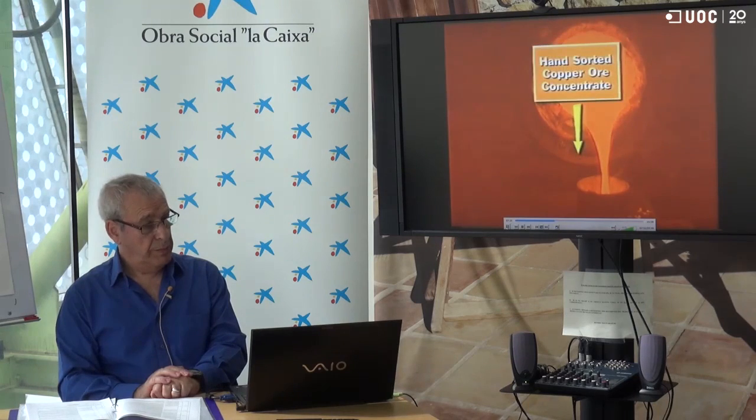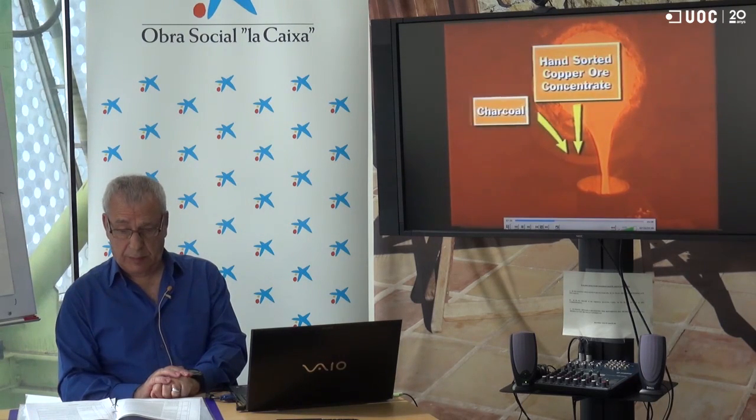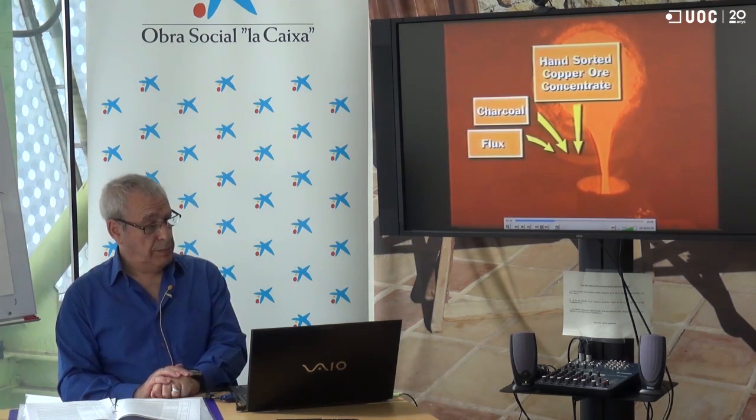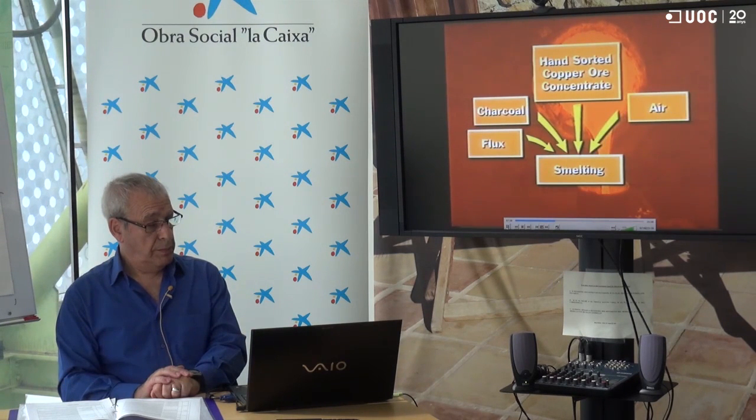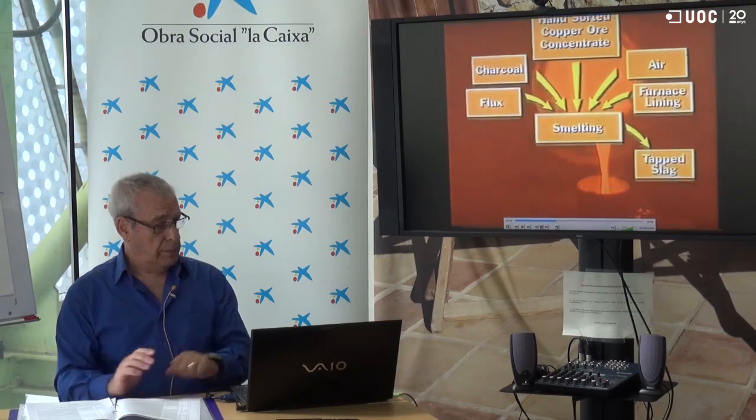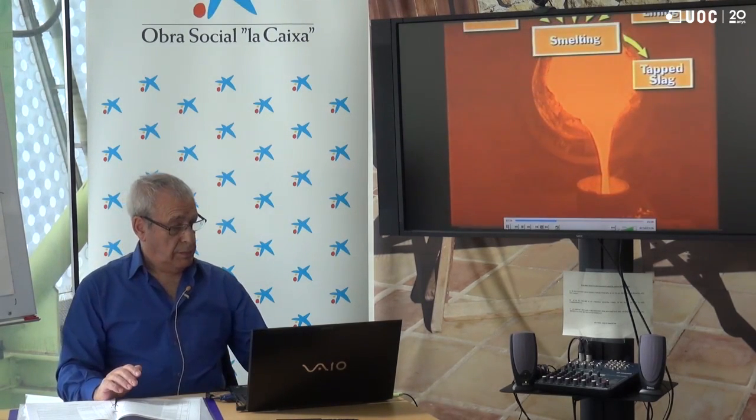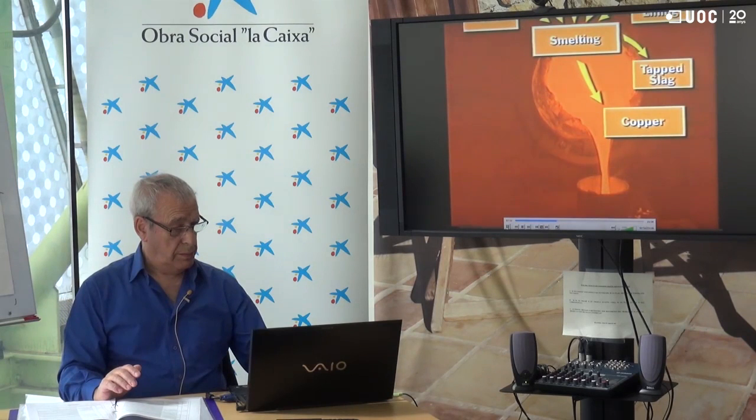First, the hand-sorted copper ore concentrate, together with charcoal and flux, was loaded into the furnace for smelting. Air blasts from bellows brought the temperature up to melting point, and bits of the furnace lining would get mixed into the melt. After several hours, the slag, if liquid enough, was tapped or run out of a hole in the side of the furnace, and the liquid copper was run off into a prepared space in front of the furnace.